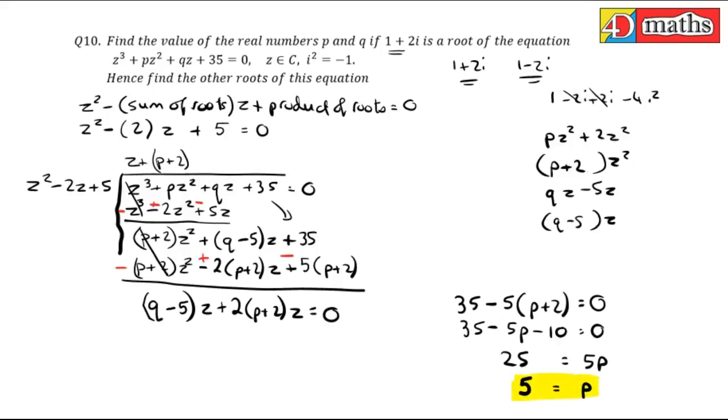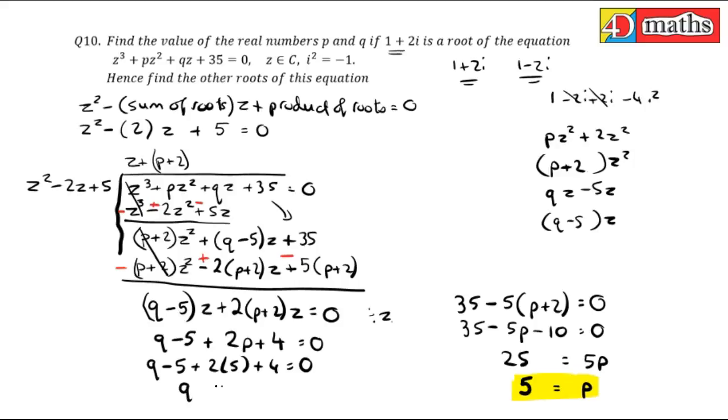Now I'm going to look at the other equation now. First thing I could do is divide across by z. I get q minus 5 plus 2 times p plus 4 equals 0. I know p to be 5, so q minus 5 plus 2 times 5 plus 4. So q will be equal to, if you bring everything to this side, well, if you add these first, you have 10, 14, you have 9. So if you bring it all over, you get minus 9.